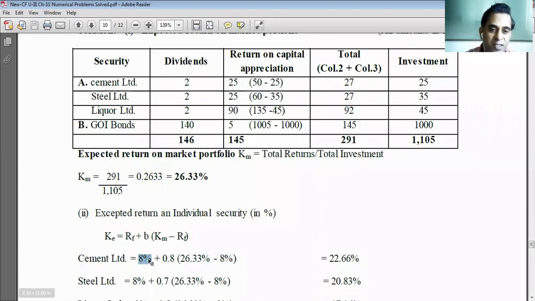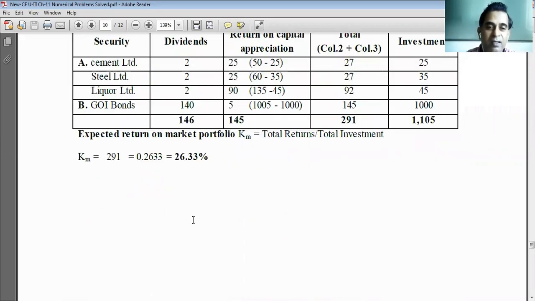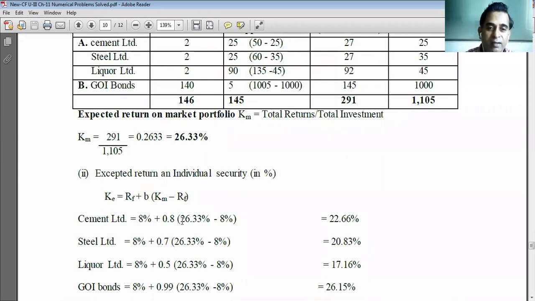You can remove the percentage sign also, not a problem. 8 plus the beta factor of 0.8, which is from the problem, the beta factor for Cement Limited, into bracket, the return on market portfolio, which will be the same for all, 26.33% minus the risk-free return of 8%.